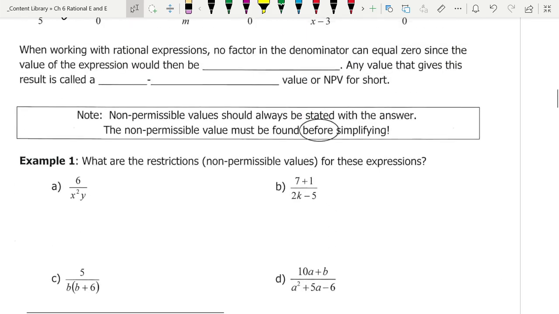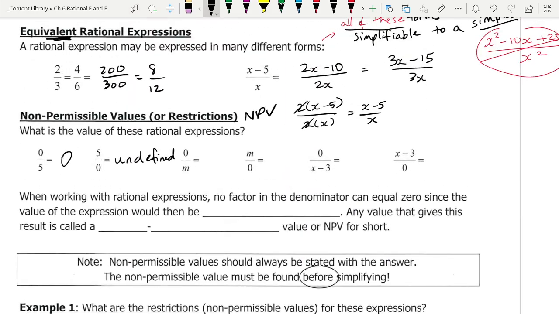In math, you can't divide by 0. So 0 divided by m is 0, no problem. But m divided by 0, undefined. 0 divided by x minus 3, no problem. It's 0, if x isn't 3. You mean you can't even divide 0 by 0? Nope.